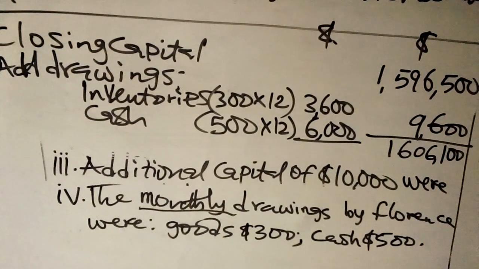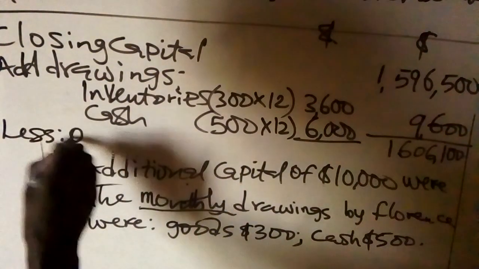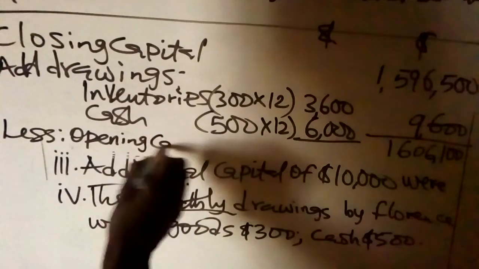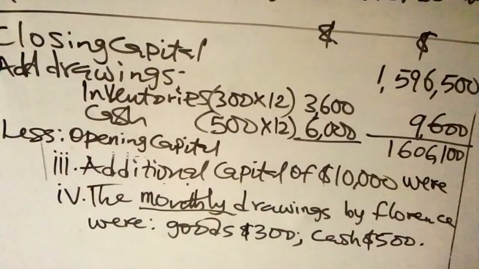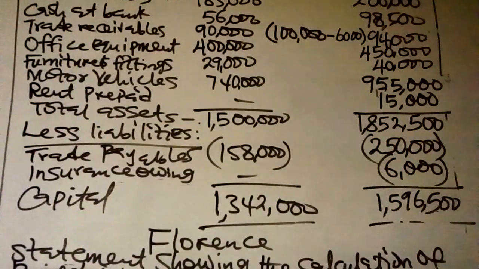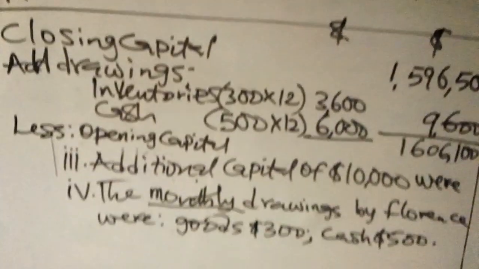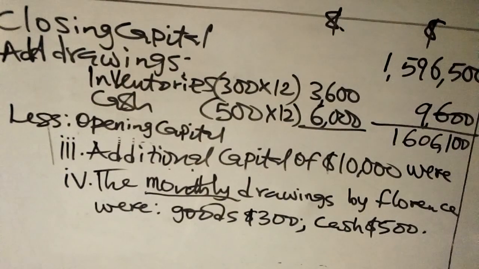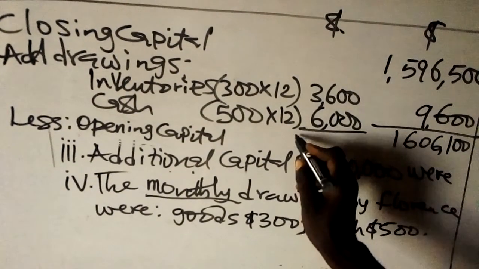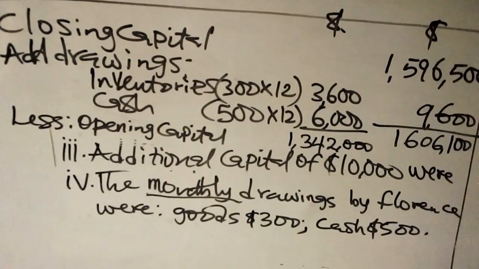Then the next thing is to less the opening capital. Our opening capital from the opening statement of affairs is 1,342,000. Then we also consider additional capital.